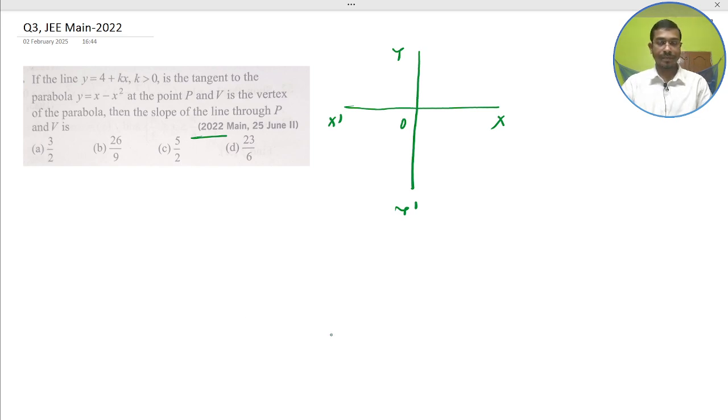X square negative, mind it. Y square equal to 4x, that would be y square equal to 4x. Parabola means y square equal to 4x, that should be this one, and x square equal to 4ay, that should be this one, and here minus of x square, so that should be this one. So this would be the graph of this parabola.